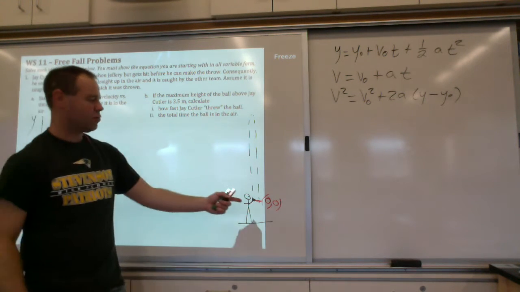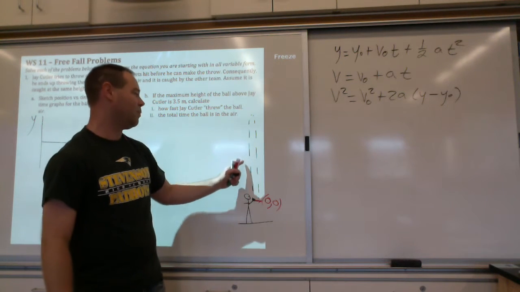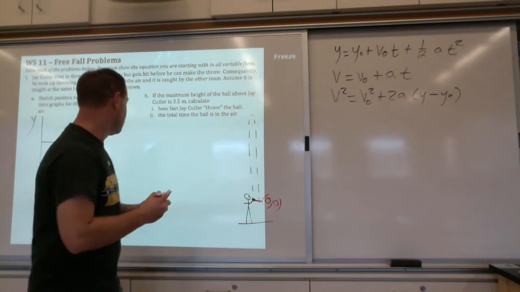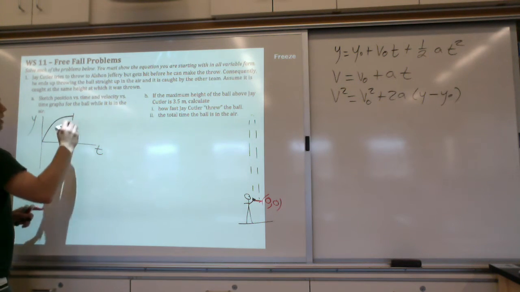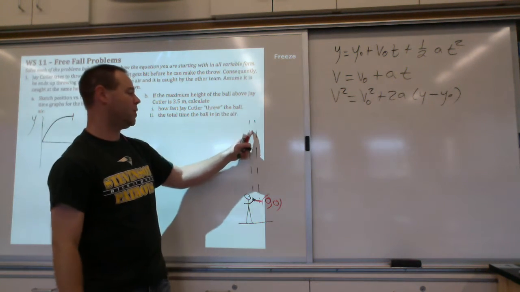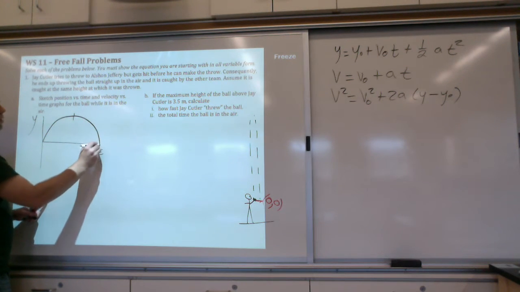And what we can do is we can describe it in words. As the ball rises to its apex, it's moving in the positive direction, slowing down. So moving in the positive direction, slowing down is going to look like this. And then as it falls from the apex, it's speeding up, moving in the negative direction. Moving in the negative direction, speeding up looks like that.